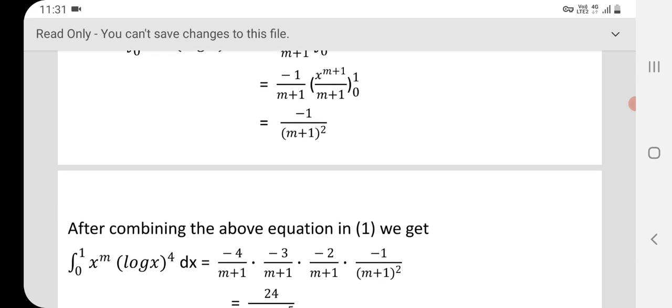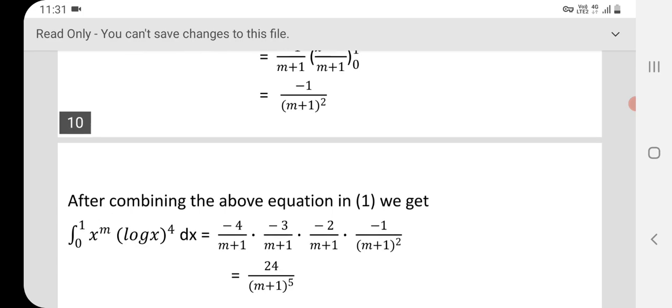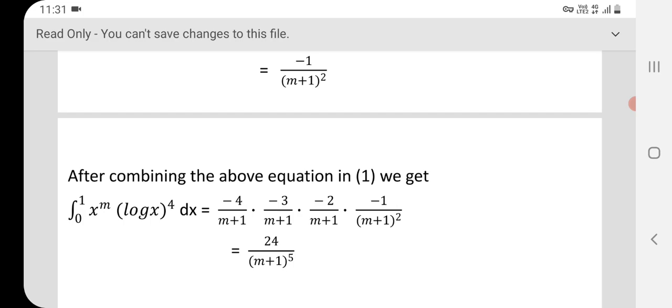After combining the above equations in one, we get minus 4 by m plus 1 into minus 3 by m plus 1 into minus 2 by m plus 1 into minus 1 by m plus 1 whole square. We may get 24 by m plus 1 to the power of 5. This is the value of this integration.